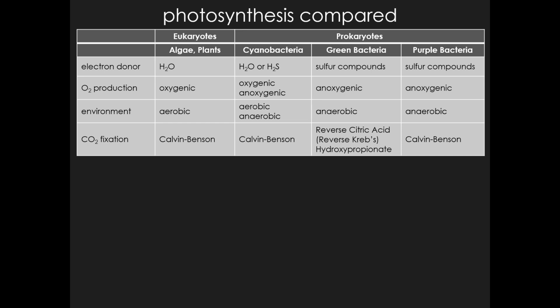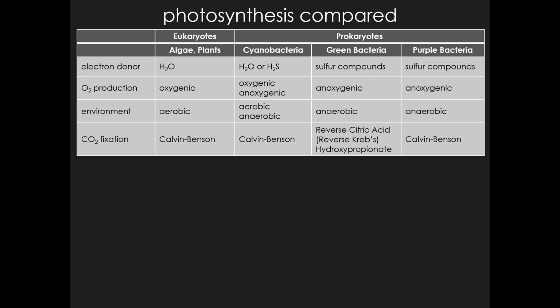The cyanobacteria can actually use water or sulfur. If they use water, they undergo oxygenic photosynthesis and their environment is aerobic. If they utilize sulfur, they do not produce oxygen and they live in an anaerobic environment. But either way, they still use the Calvin-Benson cycle in order to fix CO2. The green and purple bacteria all use sulfur compounds. It's kind of funny because we actually have two groups of each of those. We have the green sulfur and green non-sulfur bacteria, which is really a misnomer because they all use sulfur. It's just one tolerates higher levels of sulfur than the other.